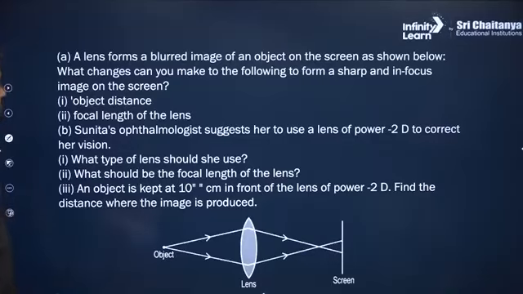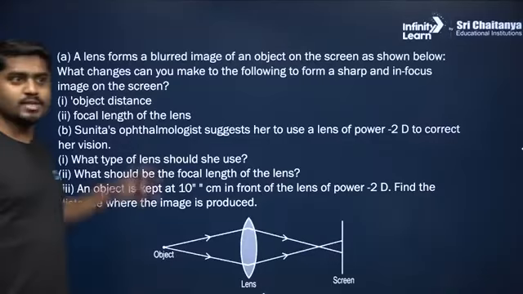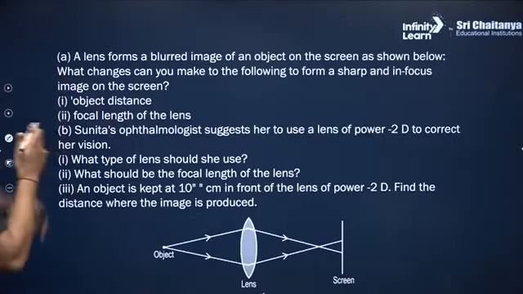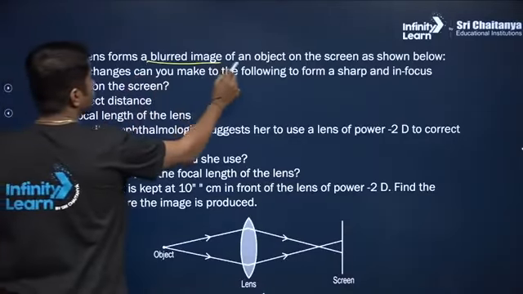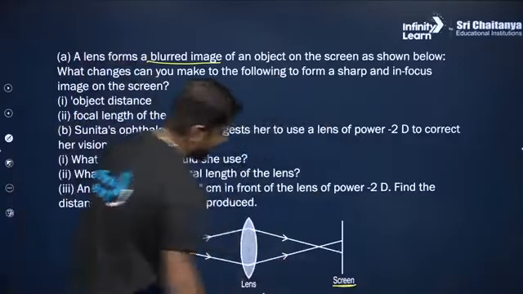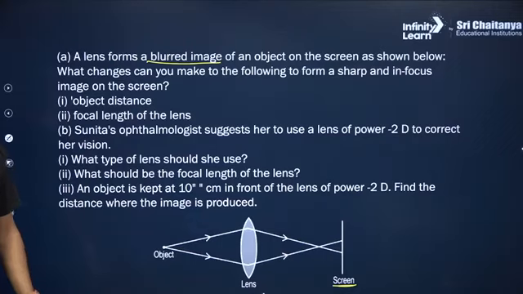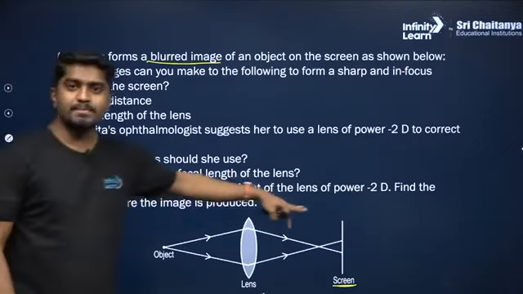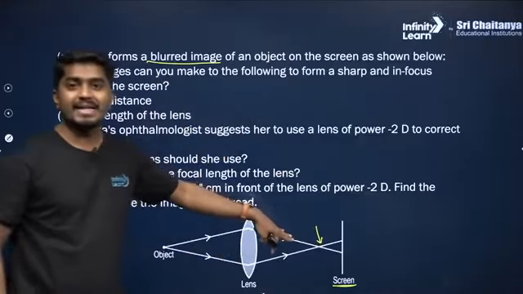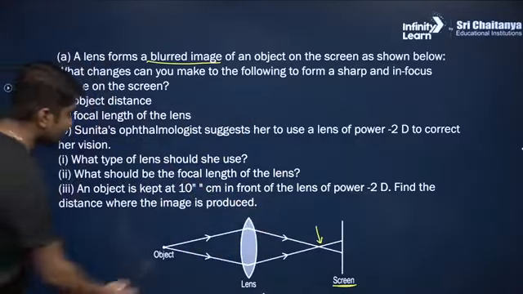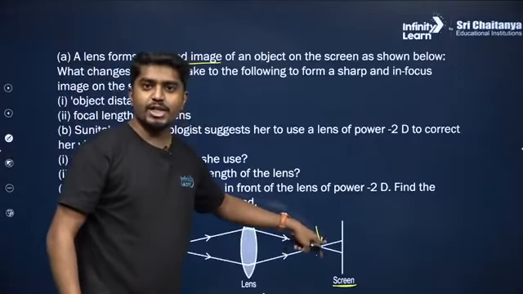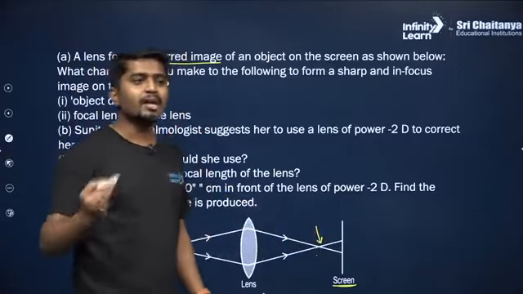Okay, let's solve one more question and then we'll stop. Just solve this and then we'll stop. A lens forms a blurred image of an object on the screen. So you see there is a screen and it is forming a blurred image. So now why is the image blurred? Because this is a point where these rays are meeting. There is an object. So the screen should be at this location. Then only you will get a sharp image.